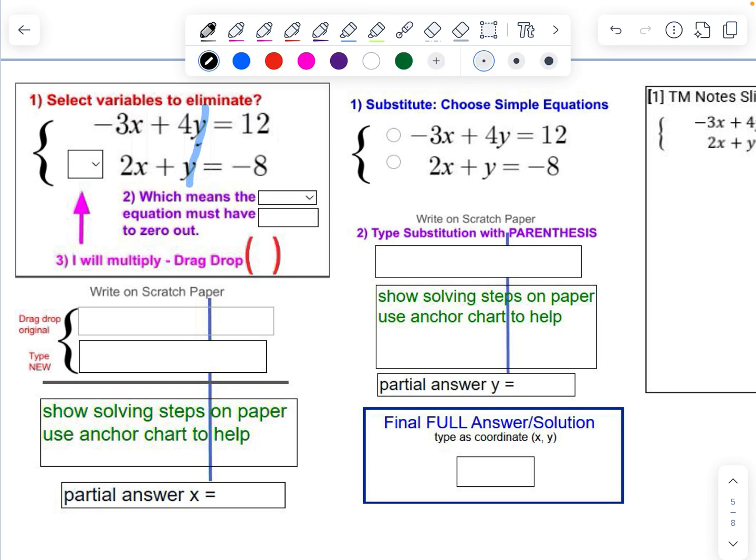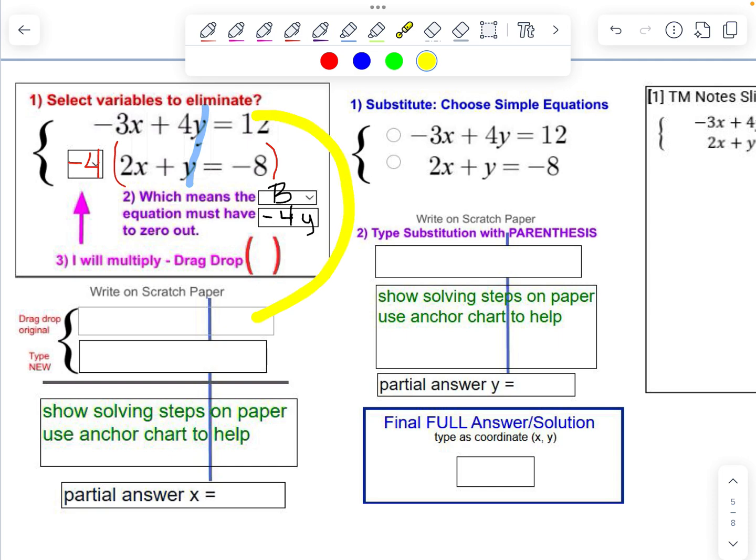Now I've got some structures here to help you. That means we are going to take the bottom equation and we are going to create a -4y. That's our goal. That means I'm going to take this whole equation and multiply by -4. There's drop downs to help you choose. Now drag and drop that equation right there.